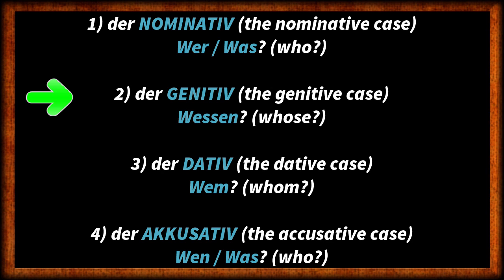The third one is der Dativ, the dative. Wem backst du einen Kuchen? Whom do you bake this cake for? And last but not least, the fourth one, the accusative, der Akkusativ. Wen meinst du? Who are you referring to?